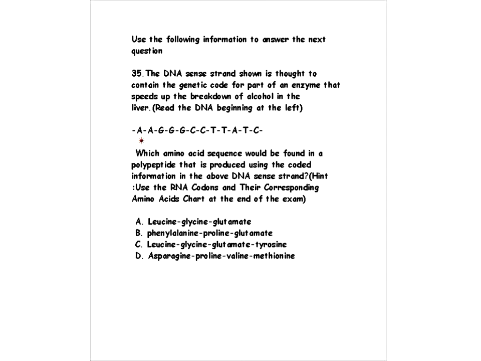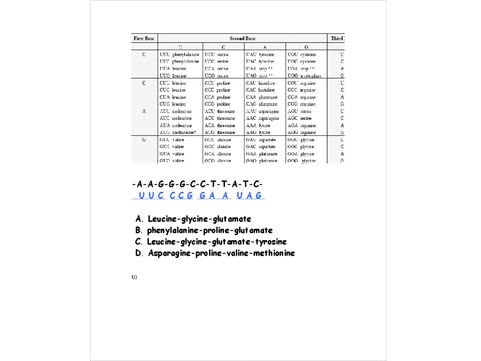So what we need to do is first take this sequence of bases and find out what the bases would be in RNA. Once we find out what the bases are in RNA, then we can use the chart to find out what amino acids are going to be produced. And then we'll be able to choose one of these. I'll show you on the next page.